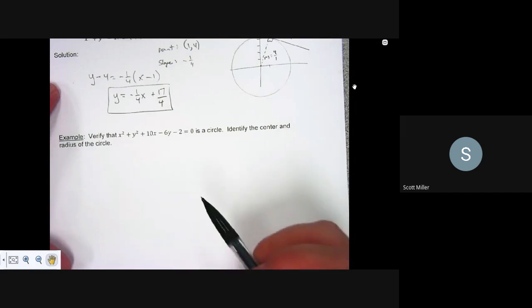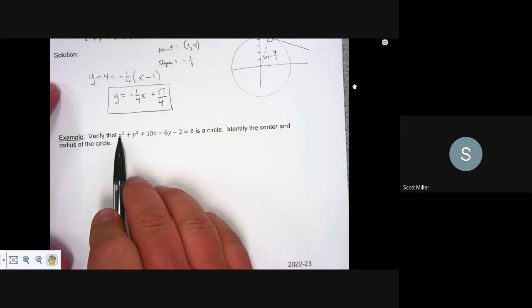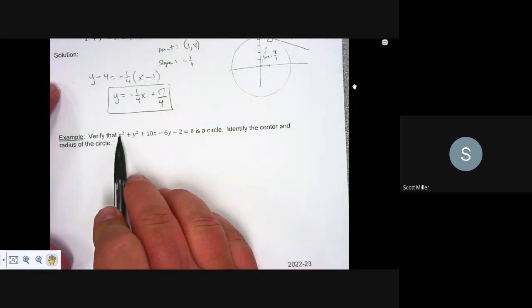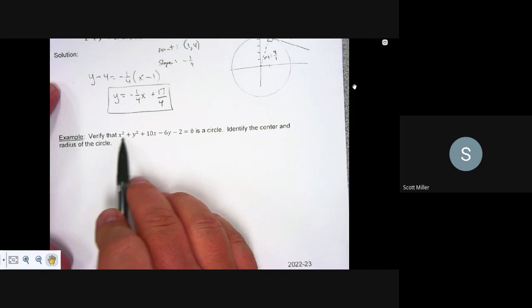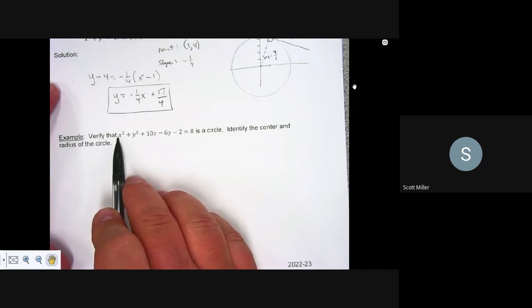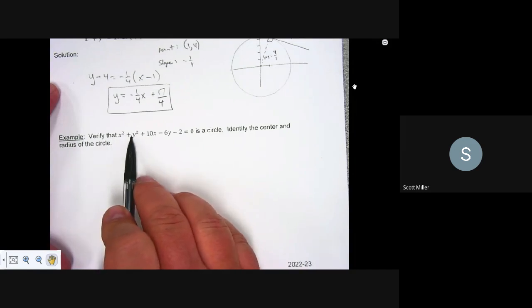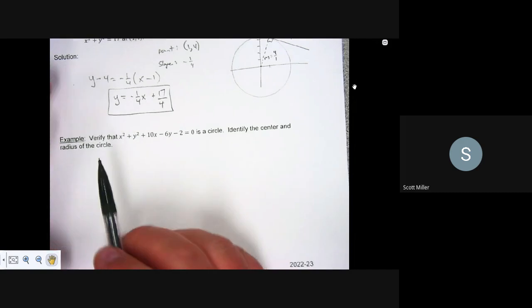This one down here is making sure that this is a circle. Now, we talked about this on the very first lesson. I can tell this is a circle because of this reason. Number one, the x squared and the y squared, the coefficients in front of these 2 terms are both positive. They're both the same number. That's what makes this a circle. If these coefficients were different numbers, then they would be an ellipse. And if one of these was negative, then the other one would be a hyperbola.